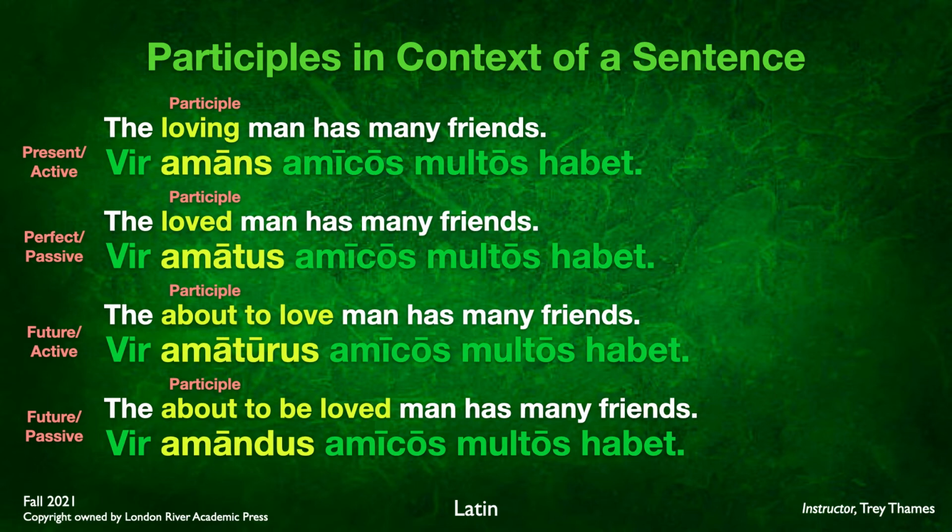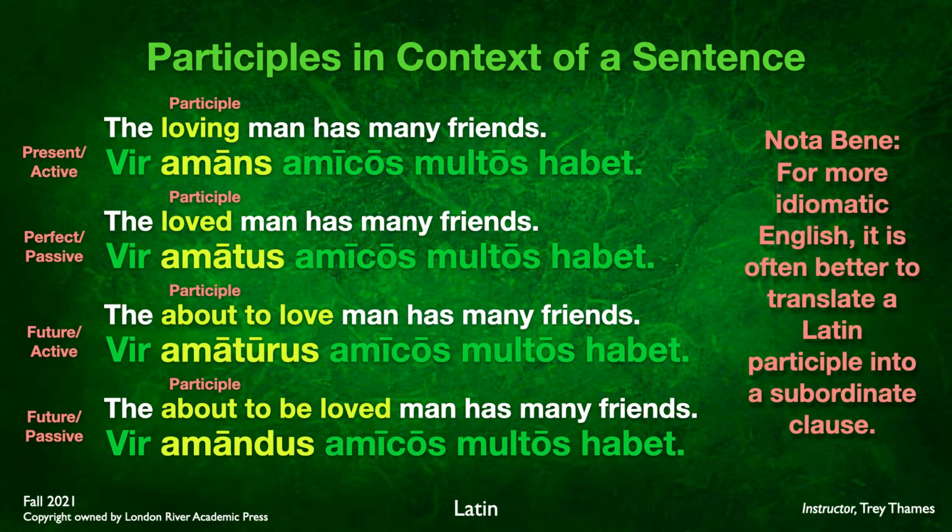We would never, ever really say that in an English translation. You're going to nota bene, for more idiomatic English, you really need to translate the participle into a subordinate clause. So really, the about to love man would be the man about to love, or the man who is about to love has many friends. For the future passive, vir amandus amicos multos habet, the about to be loved man has many friends, would really be better translated: the man who is about to be loved has many friends. So just keep that in mind.